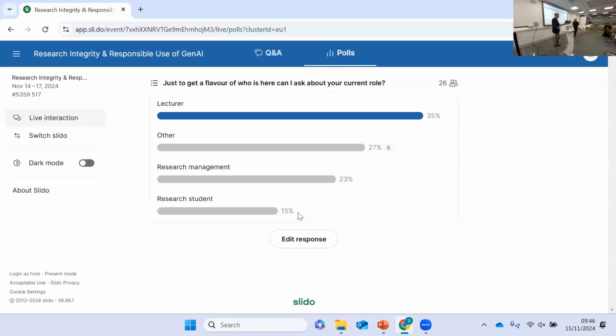For those that may be online, or when you're looking at the screen, if you didn't get the code, you see that the numbers are up here: 5359517. So if you go to slido.com, or anyone in the room goes to slido.com, you can type in those 7 numbers, and that will give you access to this poll. 5359517.